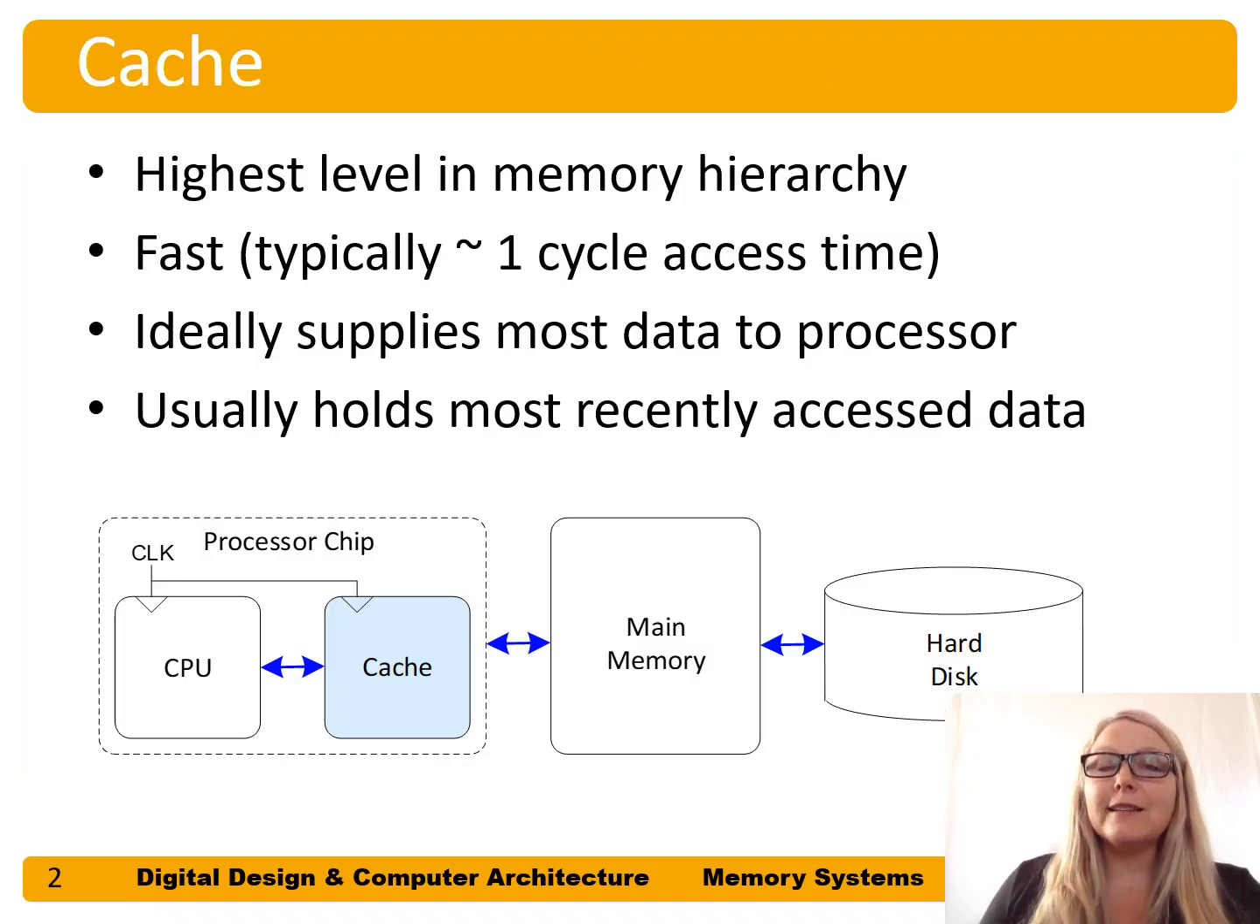So caches are the highest level in a memory hierarchy, as shown here. They are typically very fast, about 1 processor cycle time, and they ideally supply most of the data to the processor. So it appears to the processor that the access time for memory is 1 cycle. It usually holds most recently accessed data.